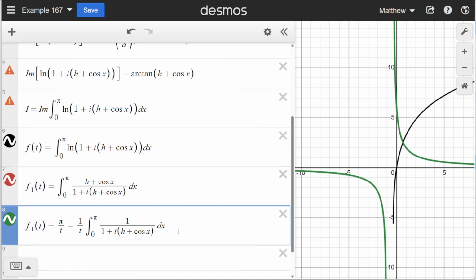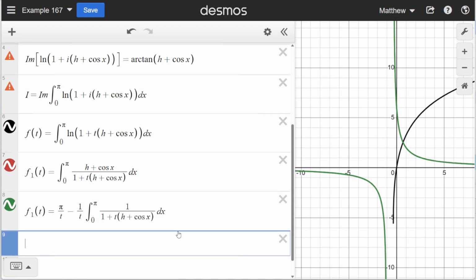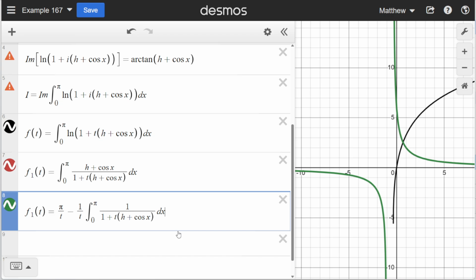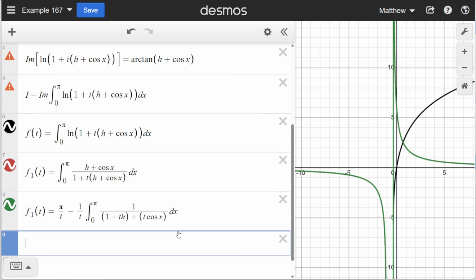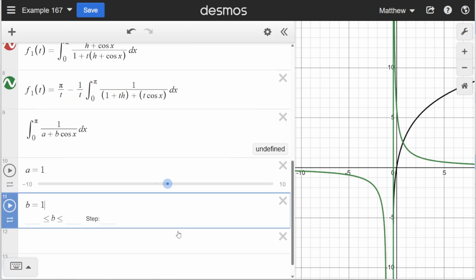Now let's expand this out a little bit. Let's say that this is th plus t cosine x, and then we can group them. Now we have a form of an integral that I developed a formula for. That is this formula right here, the integral from 0 to pi of 1 over a plus b cosine x dx. And we'll put in some values for a and b.